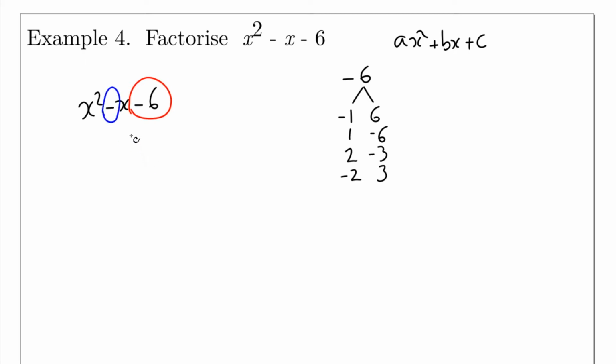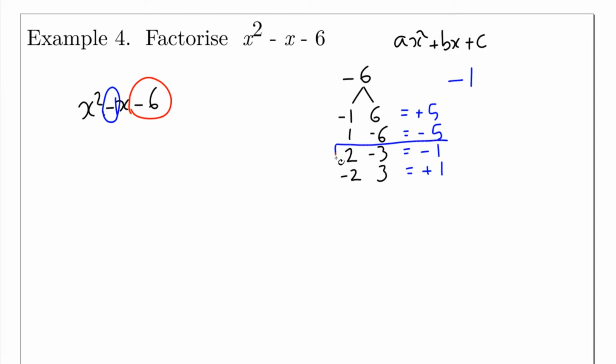x. Now, there doesn't seem to be a coefficient of x, but it's a negative x. There is one of those negative x's, so the coefficient is actually minus 1. So we're looking for minus 1. Which pair adds up to give us minus 1? Minus 1 plus 6 gives us plus 5. 1 and minus 6 gives us minus 5. 2 and minus 3 gives us minus 1. Minus 2 and 3 gives us plus 1.